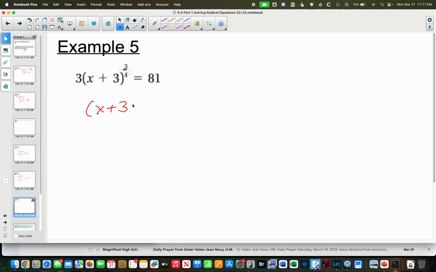We're going to divide by 3 first. 81 divided by 3 is 27. Now we're going to do the reciprocal power, which is the 4/3 power. That's going to give me x plus 3. To do this mentally, you want to do the cube root of 27 first, which is 3, and 3 to the 4th is 81.